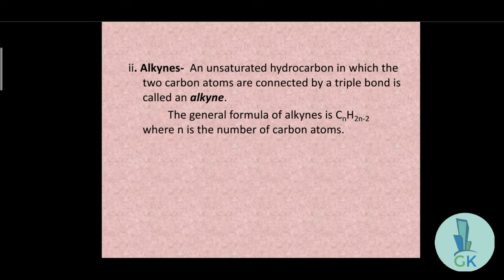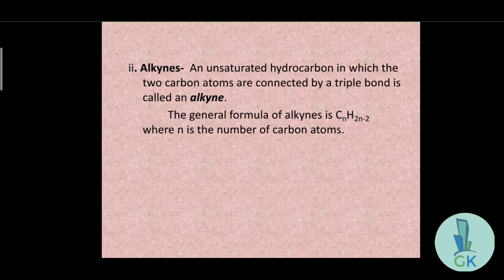In the case of alkanes, the carbon-carbon bond and the carbon-hydrogen bond are connected by a single bond, that is, sharing of one pair of electrons takes place. And in the case of alkenes, carbon atoms are connected by a double bond. Okay, so this is about alkanes and alkenes. Now we will have alkynes.